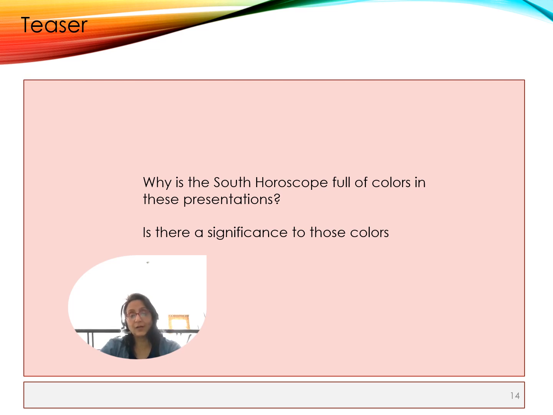Teaser. Why is the south horoscope in my presentation so colorful? Is there a significance to these colors? Well, the answer is yes, and we will understand what the significance is.